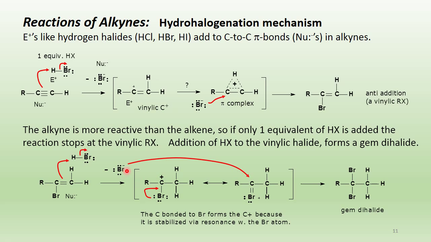Next step is that bromide collides with our carbon that bears most of the positive charge in the intermediate, which was the carbocation, and that breaks the temporary pi bond, producing the gem dihalide. And of course the good thing about this as a student is that the formation of the bromonium ion intermediate prevents carbocation rearrangement, and the gem dihalide forms.